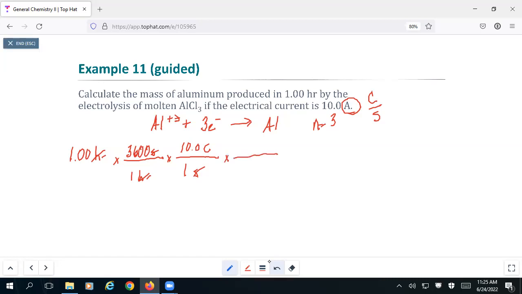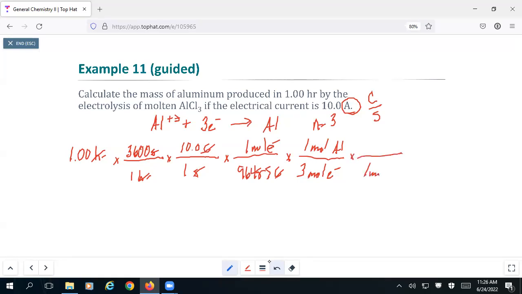Faraday constant says 96,485 coulombs is equal to 1 mole of electrons. So my coulombs cancel. Now I've got moles of electrons. My balanced equation here says that for every 3 moles of electrons, I get 1 mole of aluminum. And now I know how to do the rest of it.